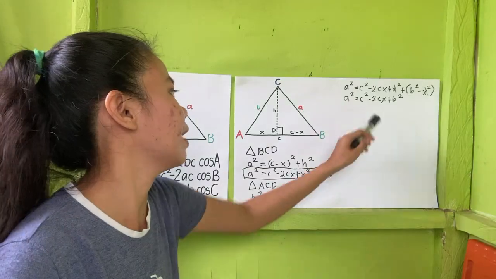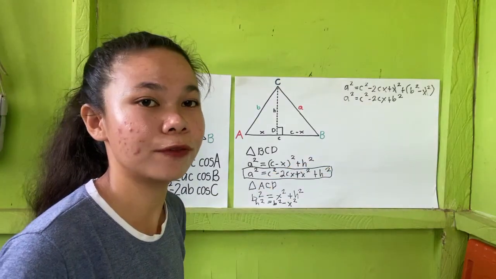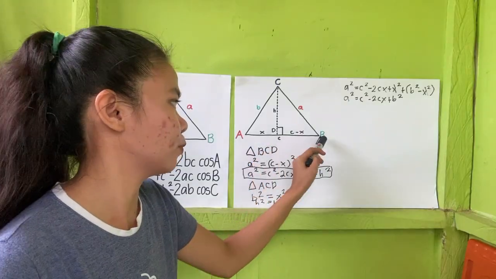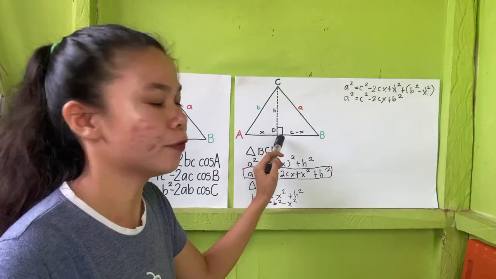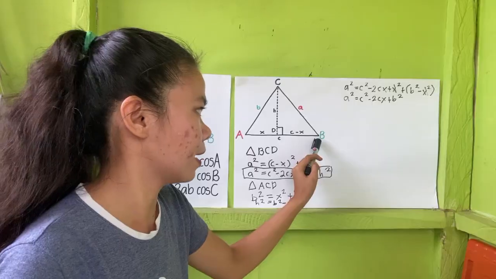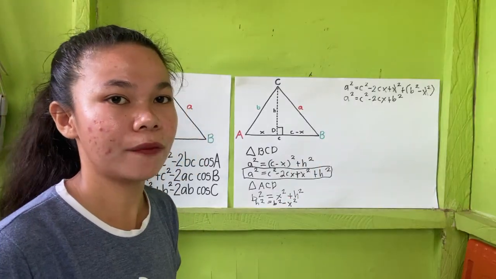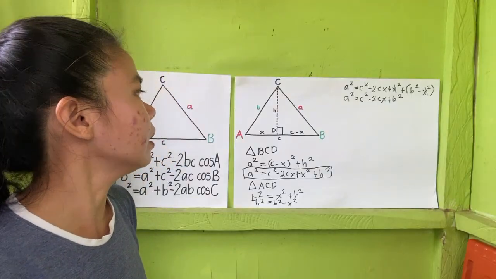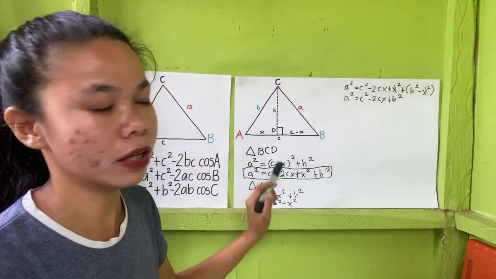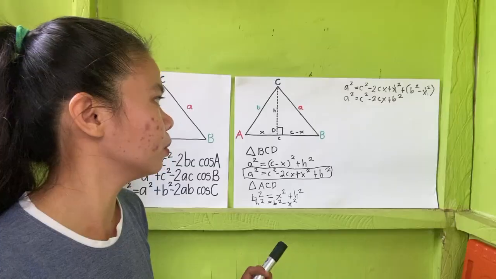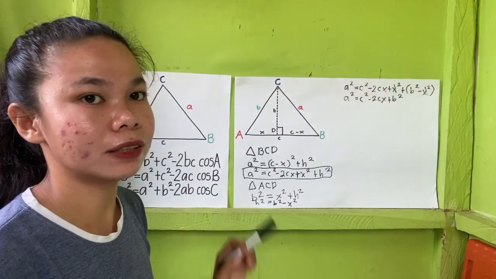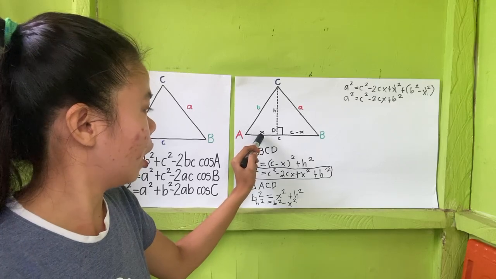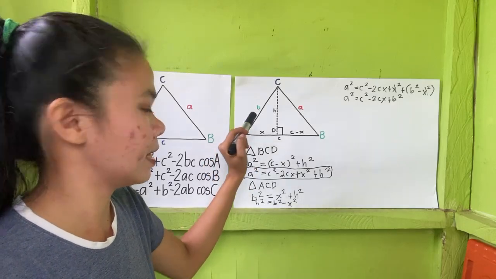Notice that we have x here, which, as we all know, we just made up earlier for this side so that we can have a value for this side and this side. So the next thing that we're going to do is to get rid of this x. To do that, we are going to look at these two triangles and see which triangle contains x, and we have this one, the triangle ACD.